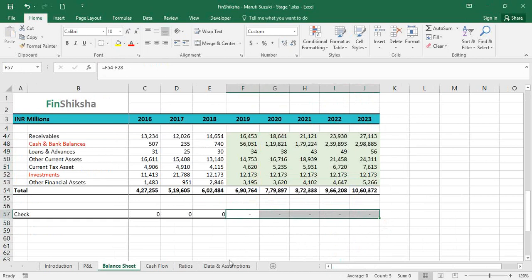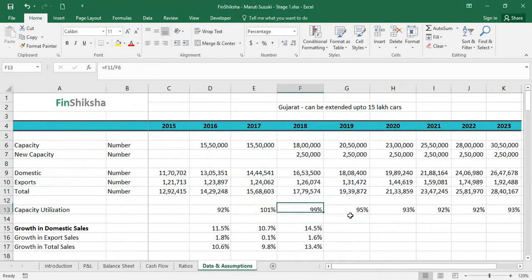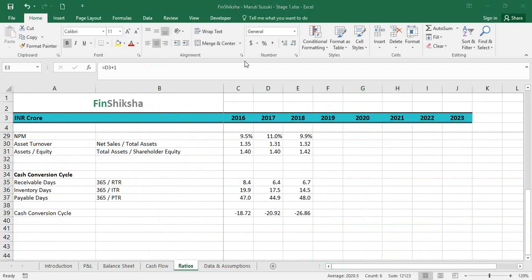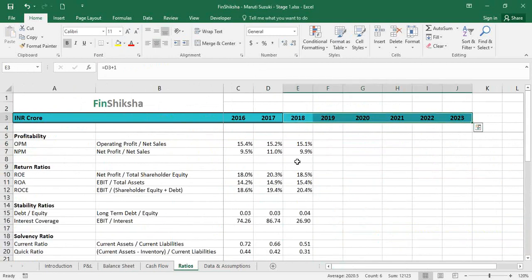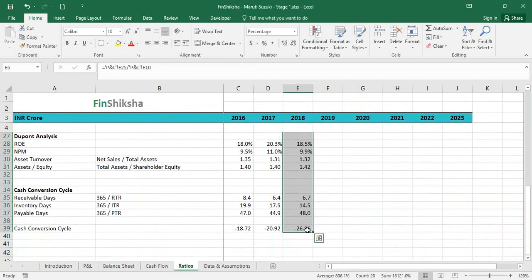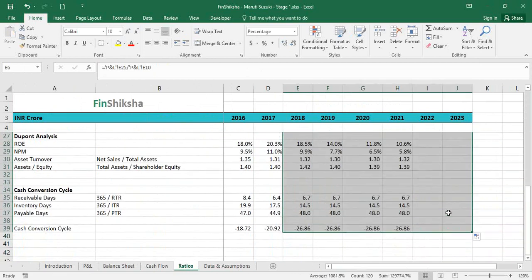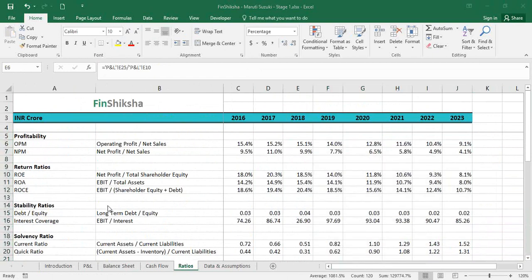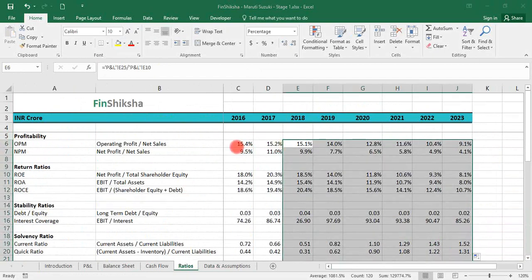All we now need to do is go to the data and assumption sheet and check our assumptions, right? Now, one method of checking your assumptions is to look at the ratio sheet. Because you have already calculated everything, all you need to do is pull the ratios on the right side and see how the numbers are moving. And now what you spot is your largest company in India, which has seen operating margins go up, is seeing declining margins. So we are ultra conservative on our numbers at this point of time.